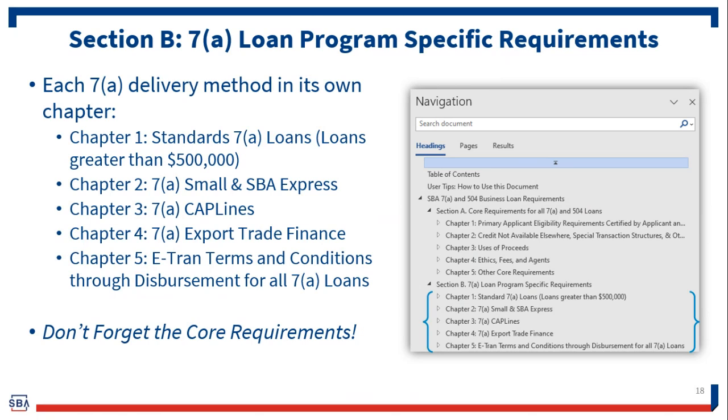7A cap lines, 7A Export Trade Finance, which consists of Export Express, Export Working Capital Program, or EWCP, and International Trade. The final chapter in the 7A section takes the user from E-Tran terms and conditions through disbursement. As an example of how a lender could use the SOP to process an SBA Express loan, they would read the core requirements section, then the SBA Express delivery method chapter, and then the E-Tran terms and conditions through disbursement chapter.